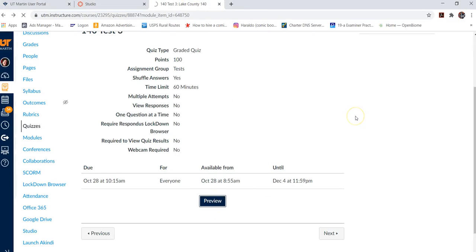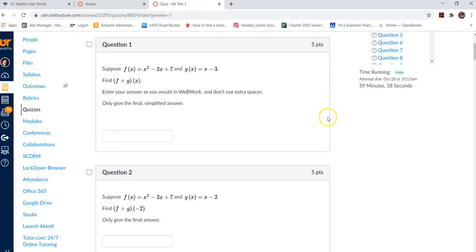Okay, let's go through test 3. All right. So I'm going to write these down on some paper as we go. F of x is x squared minus 2x plus 7, and g of x is x minus 3. And we want to know f composed with g.